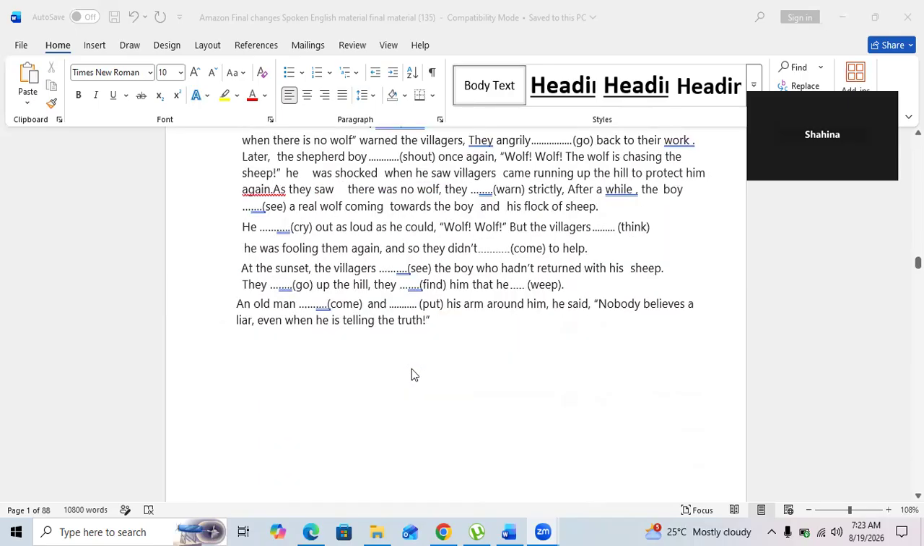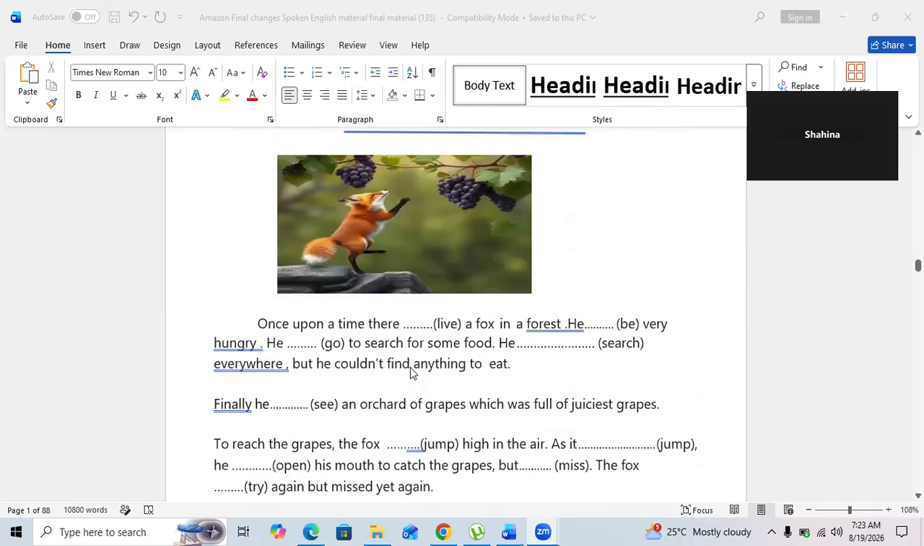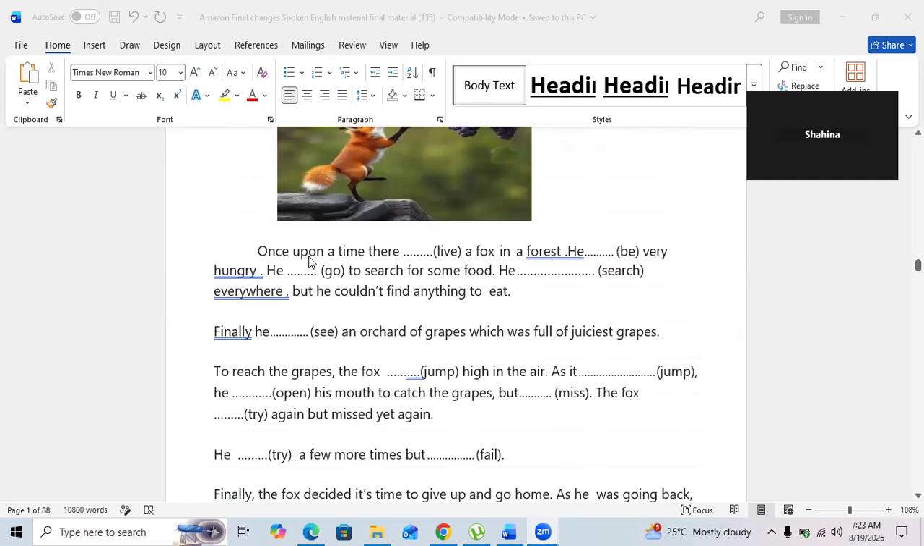Fine. Now let's go through the other story. Even here, same thing. Once upon a time, there lived a fox. Here it follows the simple past rule: once upon a time till there is the subject, then lived is the V2, followed by fox as the object. Getting the point, everyone? Now, he was very hungry. So again, subject, V2 and object.